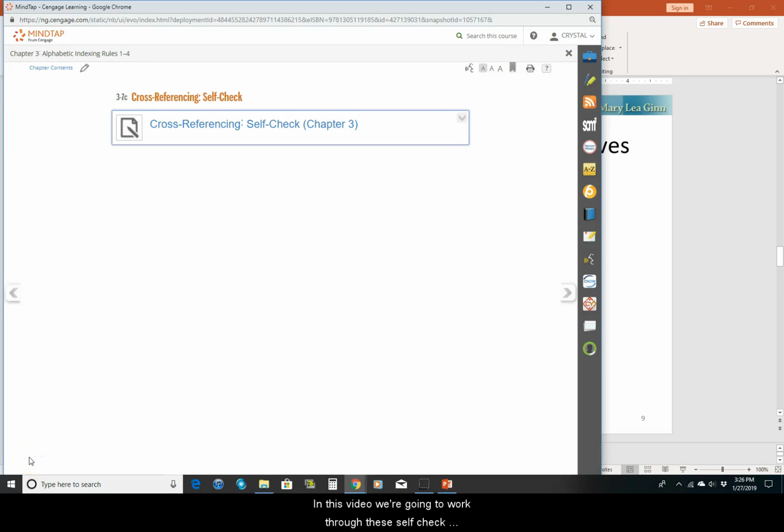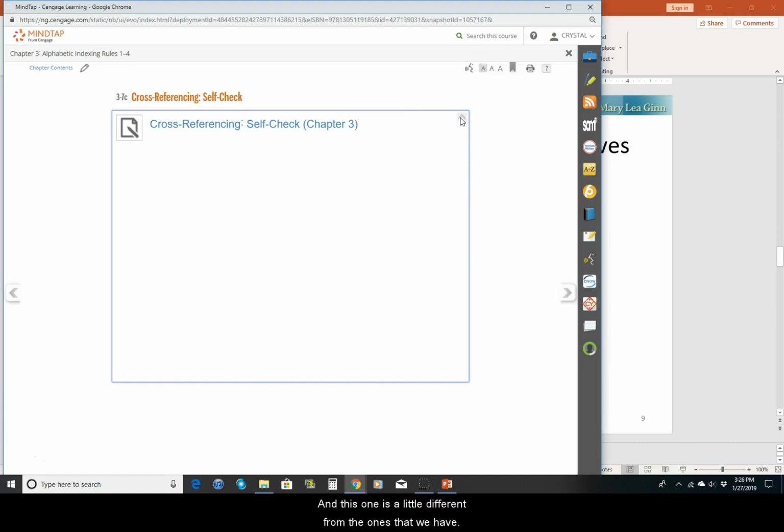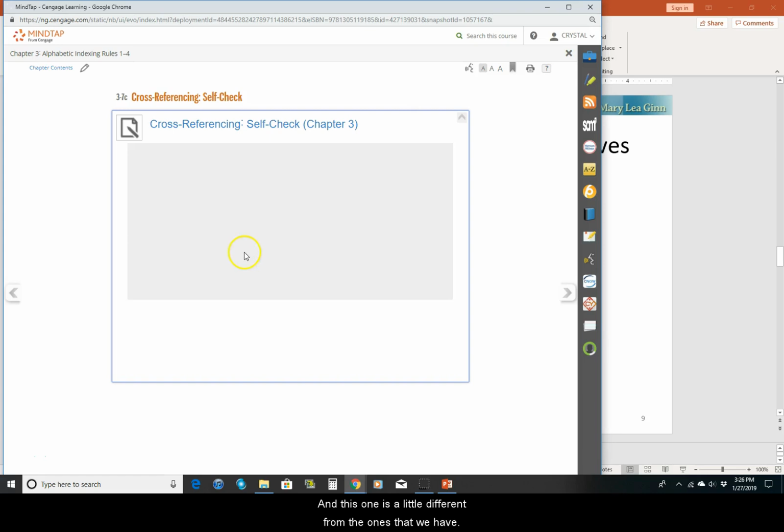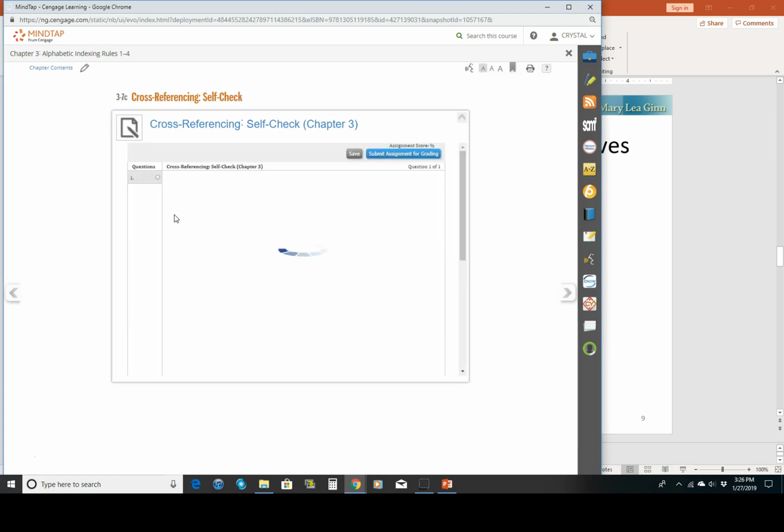In this video, we're going to work through the self-check for the cross-referencing so that you will hopefully understand how these exercises will be done in the future. So let's go ahead and open the self-check. And this one is a little different from the ones that we've had for rules 1 through 4. Let's go ahead and open it.